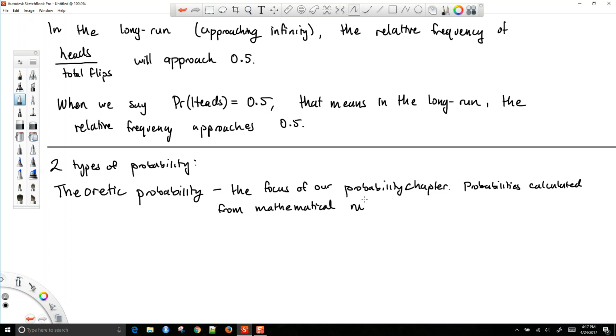Theoretic probability is calculated from mathematical rules, right? The example here would be a coin, which has two sides. When we flip a coin, both sides are equally likely.